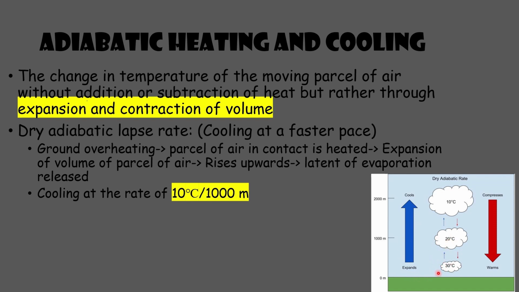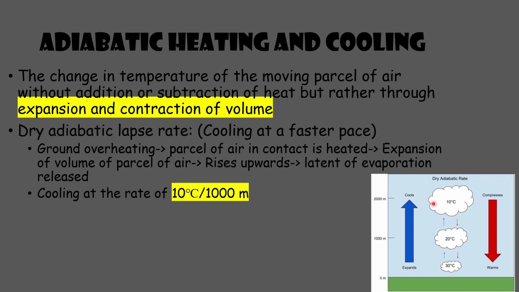Okay, so if you see here, the surface temperature is 30 degrees Celsius, and after 1 kilometer, it has become 20 degrees Celsius, and after another kilometer, it has become 10 degrees Celsius. So this is what lapse rate is about. Okay, expansion of air resulting in its uplift because it becomes relatively lighter and cools down.